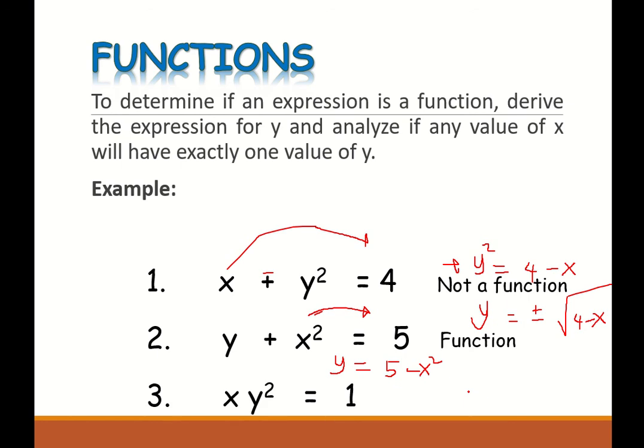Then the third one, we have x y squared equals 1, or x times y squared equals 1. To solve for y here, we need to first divide both sides by x. When you divide the left side by x, what is left will be y squared equals 1 over x. So again, our y has a power equal to 2.